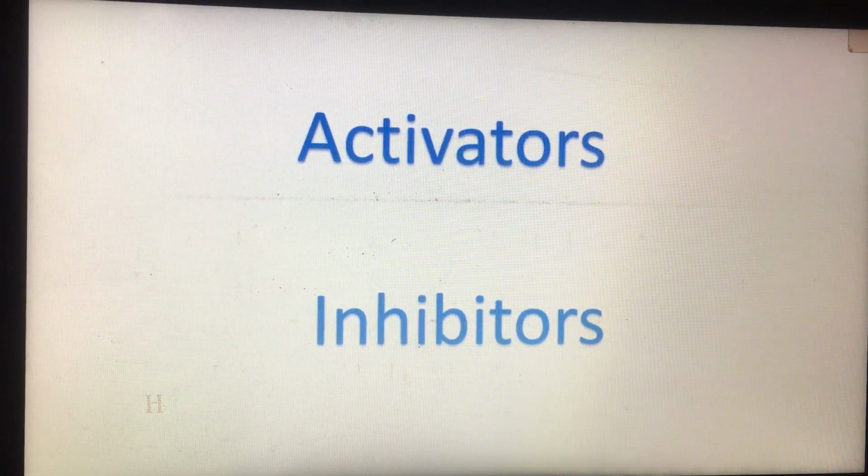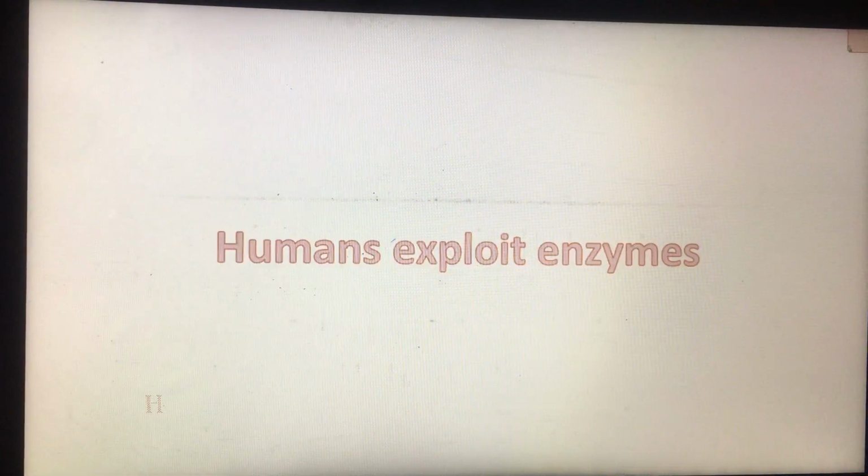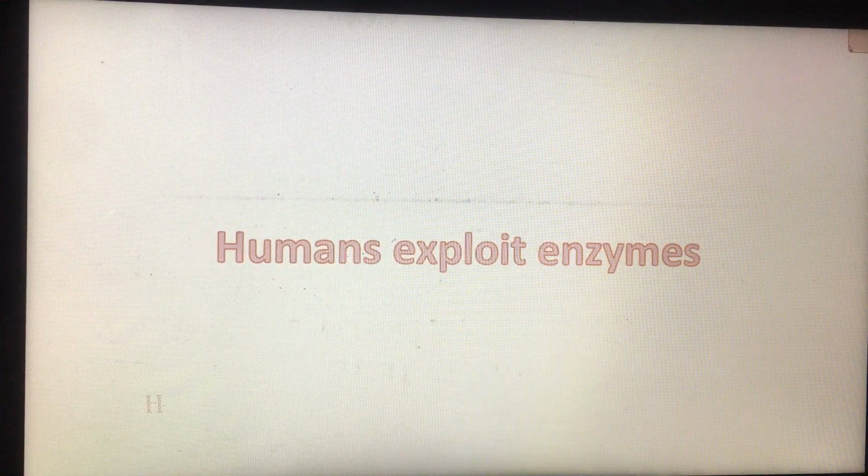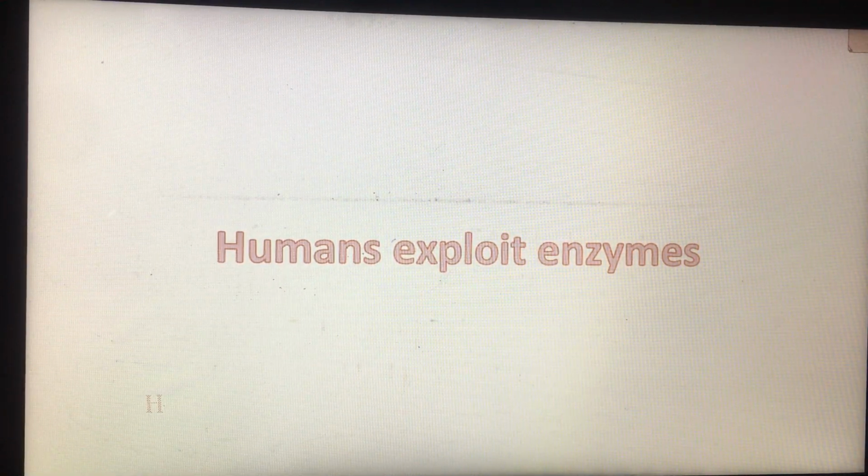Okay. Now the last thing in this lesson is that humans exploit enzymes. Humans can use enzymes in the field of industry, food preparation, and medicine. Here they gave a simple example: an enzyme from snake venom can break down blood clots. So if a person has blood clots inside his body, we use snake venom to break down those blood clots.